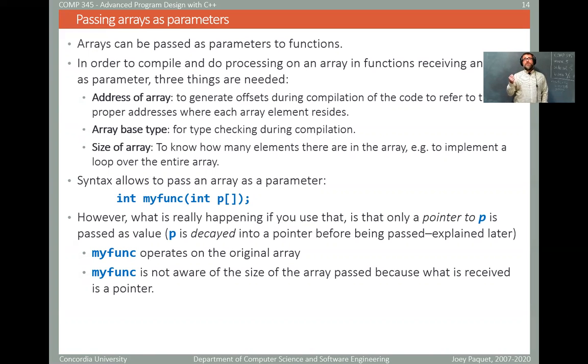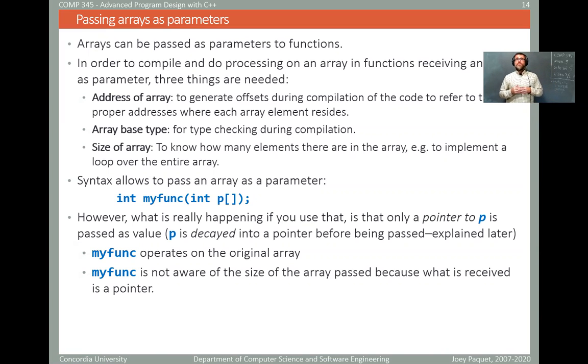In order for the compiler to determine the offsets, let's say you pass an array to a function, then the compiler needs to generate the code of this function. How will it know the size of each of the offsets of each element, especially if it's a multidimensional array? It needs to know the starting address where this array is stored. It needs to know the base type of this array. If it's an array of int, it determines how many bytes you need to skip in order to access each element, or the offset.